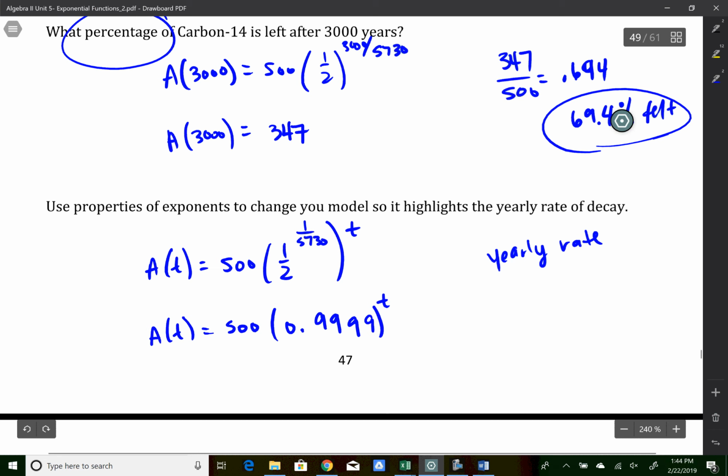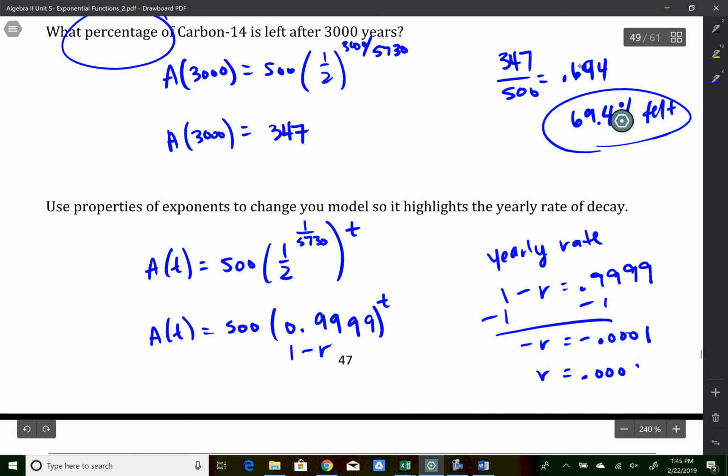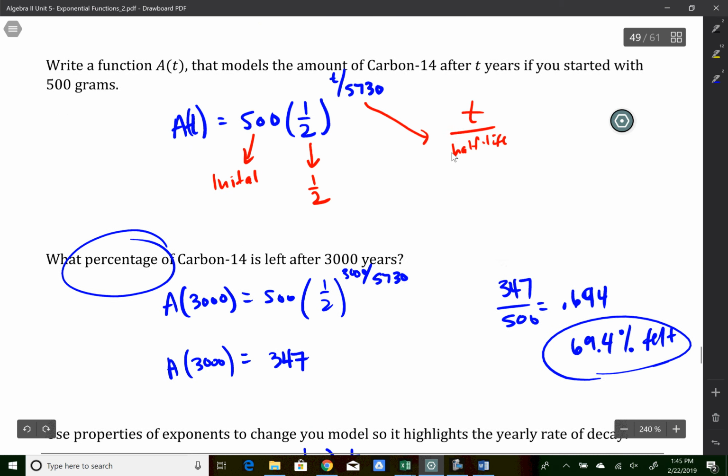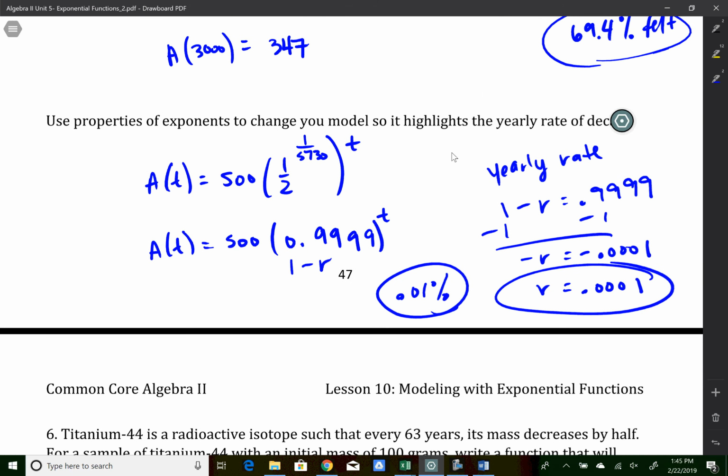So the yearly rate of decay is what? Well, since it's a rate of decay, this is going to be 1 minus r in here. So if I have 1 minus r equals 0.9999, and I subtract 1, I get negative r equals negative 0.0001, or the rate is equal to 0.0001, or we could even say it's 0.01% per year, which is a really, really small percentage, but it's because it takes a really, really long time to have half the sample. 5,000-something years is a really long time, okay?